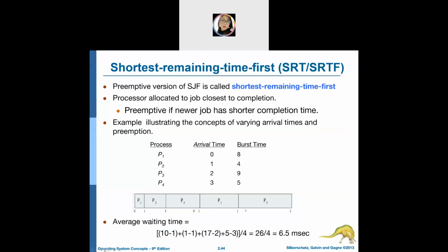Okay, this is much clearer. You have processes 1, 2, 3, 4 with arrival times. You are having different arrival times, which means that P1 is coming first, P2 is coming after 1 second, P3 coming after 2 seconds and P4 coming after 3 seconds. So they are not pushed or started similarly at T0 all together.